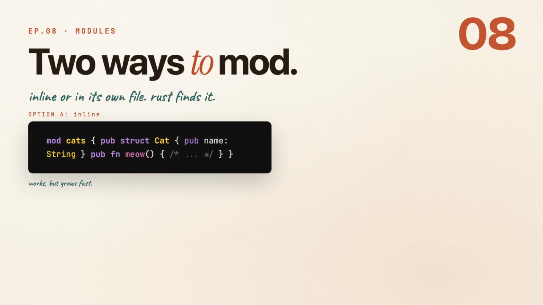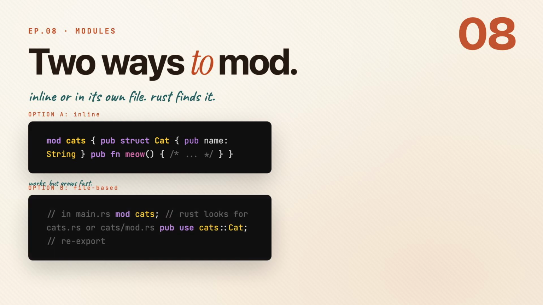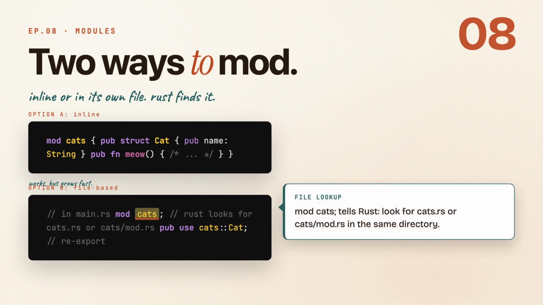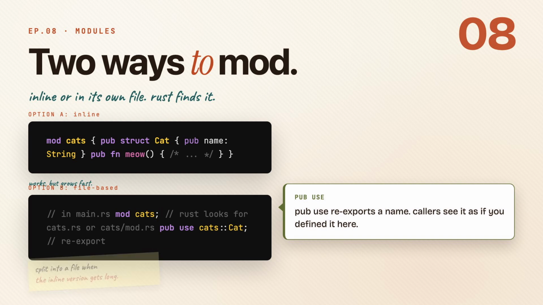You can also write a module inline. Mod cats with curly braces. Everything lives right there in the same file. It works, but it kinda grows too fast. And the better option, mod cats semicolon, that tells Rust to look for a file, and the items inside are still private, so opt in with public or pub. And pub use re-exports a name, callers see it as yours.